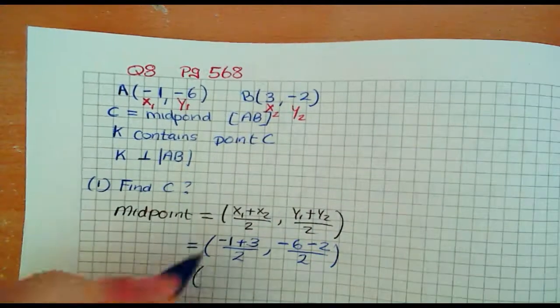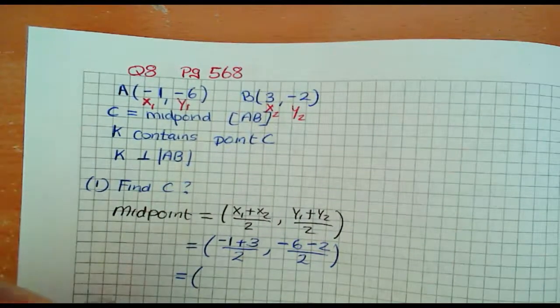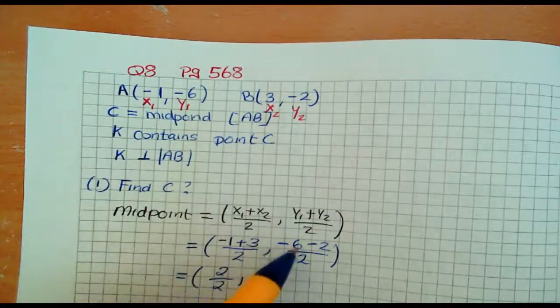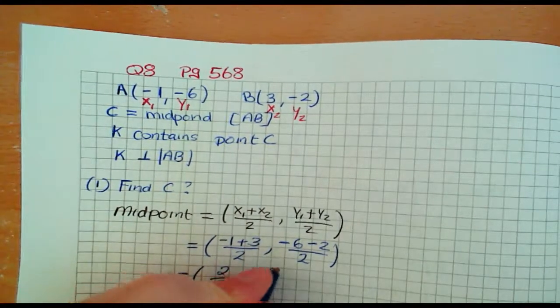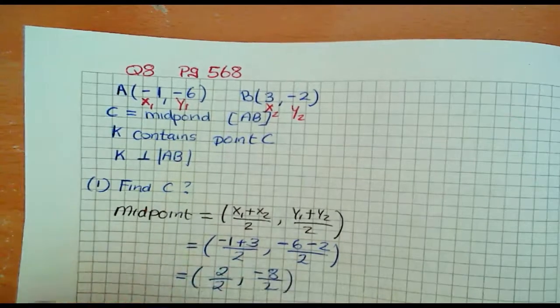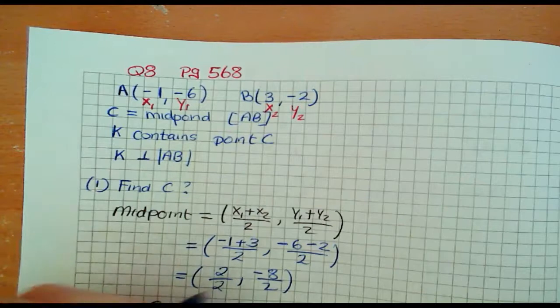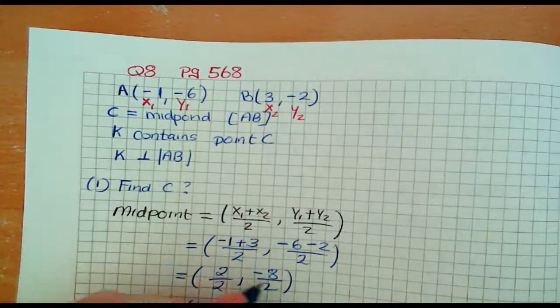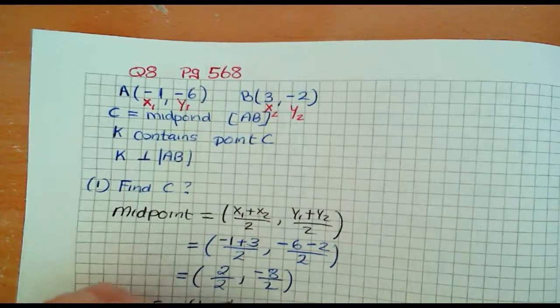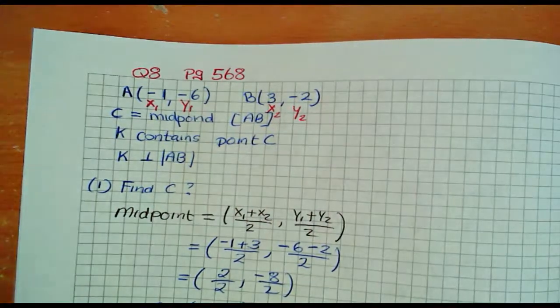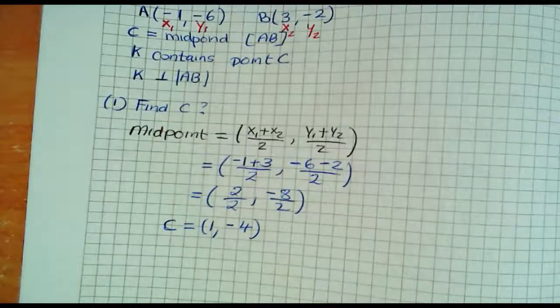So our midpoint then is -1 plus 3 is 2, over 2. -6 minus 2 is -8, all over 2. And so our midpoint there, our C, is 2 divided by 2 is 1, and -8 divided by 2 is -4. So there is our point C. It's (1, -4).